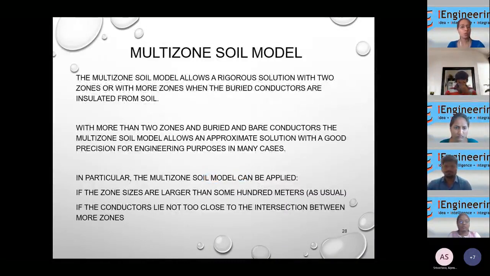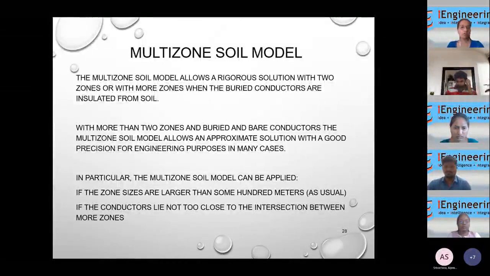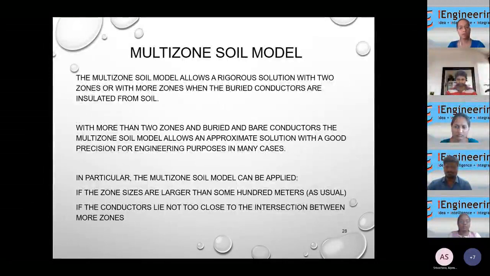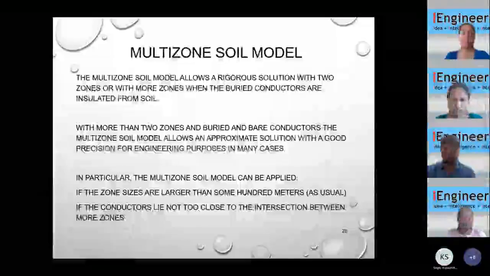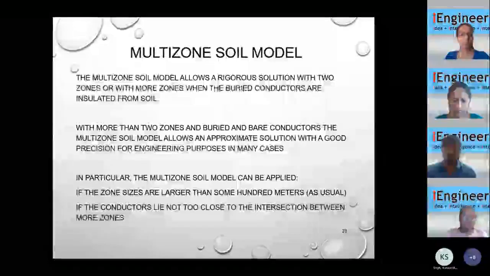So in this case, there are two conditions, we can say. When there are more than two zones and buried and bare conductors, the multi-zone soil model allows an approximate solution with good precision. In particular, we can apply it if the zone sizes are larger than some 100 meters, and second, if the conductors lie too close to the intersection between more zones. So we need to consider these two conditions, then only we can apply it.